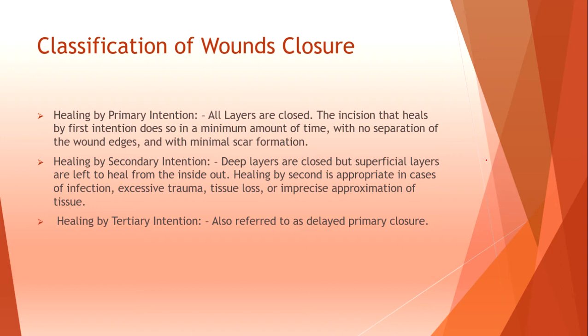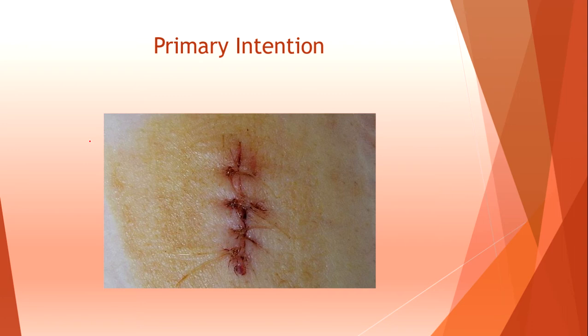Healing by tertiary intention, also referred to as delayed primary closure. Healing by tertiary intention can be, for example, when we have an abscess of the subcutaneous tissue, we make an incision, we put in a drain, and after a week when our wound is granulated and no longer infected, we make some sutures to approximate the wound edges. And so here we have healing by tertiary intention, and it will be a primary closure. So here we see a primary intention scar.